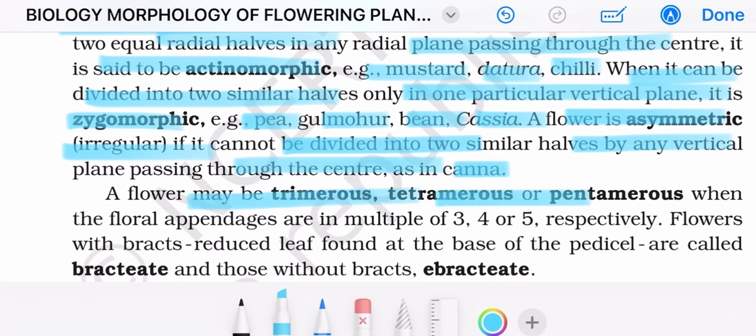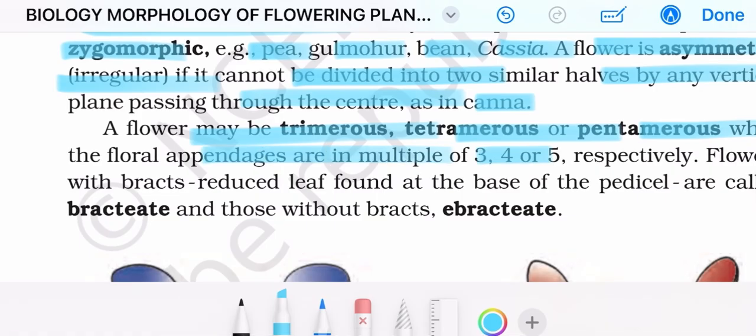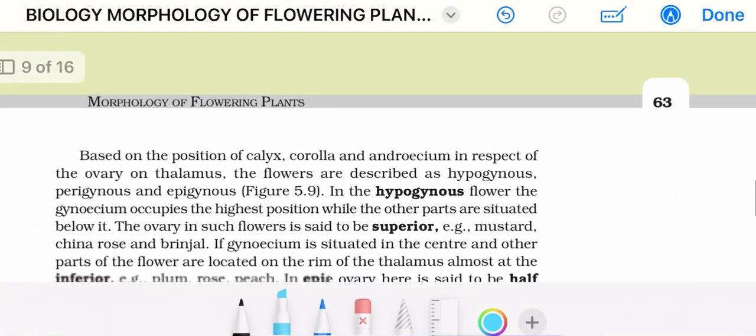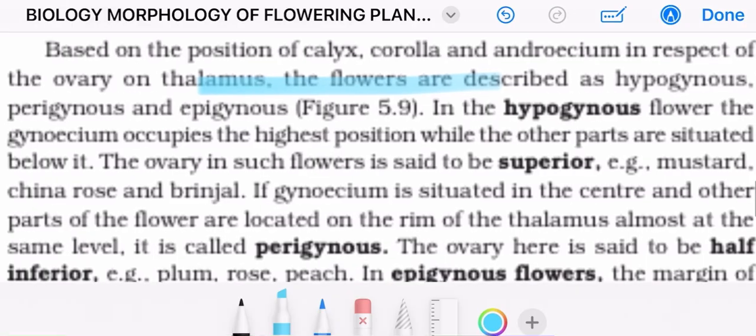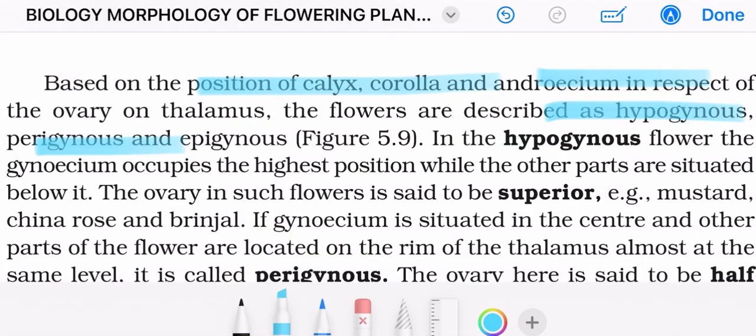Flower may be trimerous, tetramerous, or pentamerous when the floral appendages are in multiples of 3, 4, 5 respectively. Flowers with bracts, reduced leaves found at the base of the pedicel, are called bracteate, and those without are ebracteate. Now, moving ahead, based on the position of calyx, corolla, and androecium with respect to the ovary on the thalamus, the flowers are described as hypogynous, perigynous, epigynous.